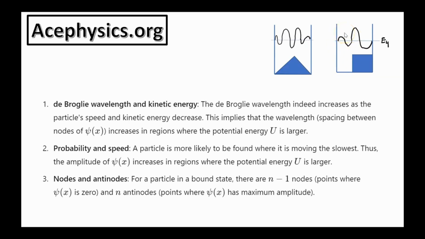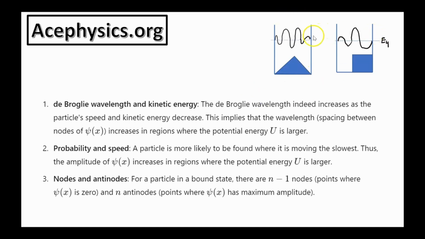The particle is moving quicker in this location. If it's moving quicker, it's going to be less likely to be found there. That means a smaller amplitude. As you move over, the particle slows down. When it slows down, the wavelength increases, and the amplitude will also increase because it will be more likely to be found in that location.